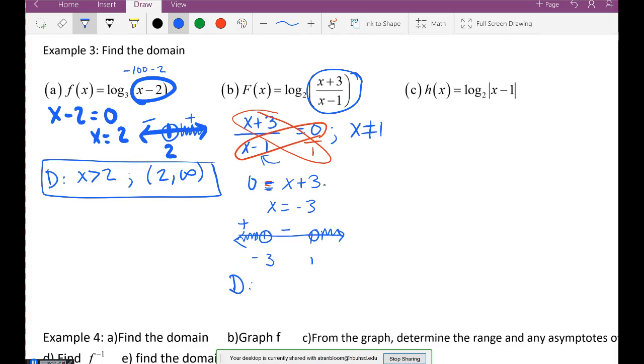Because what's the domain in our interval notation? So non-inclusive on both, okay? All right, why don't you guys try C on your own? Work out C, please.